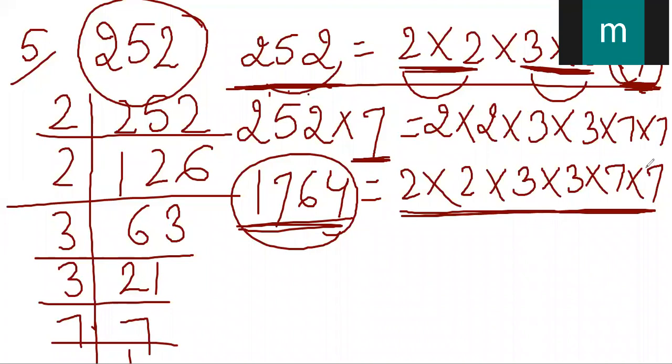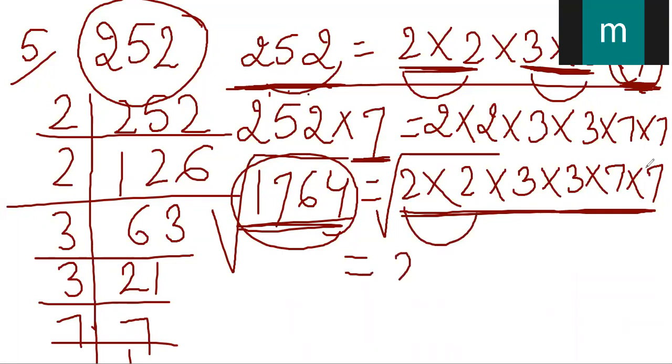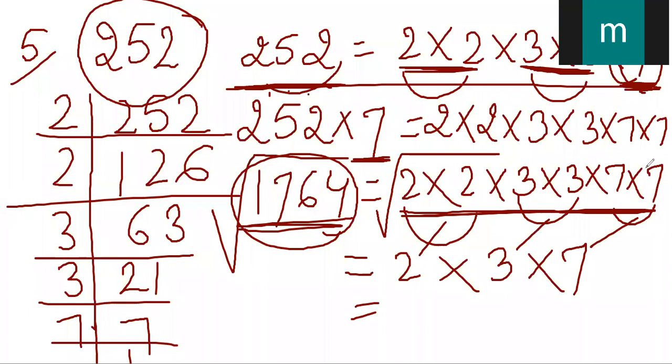Since it is a perfect square, we can also tell its square root. We need to find out its square root now. What will be the square root? 2 multiply 3 multiply 7, right? It should be written a single time. 3 into 2 is 6, into 7 is 42, right?